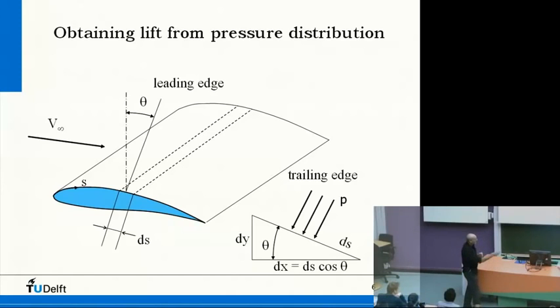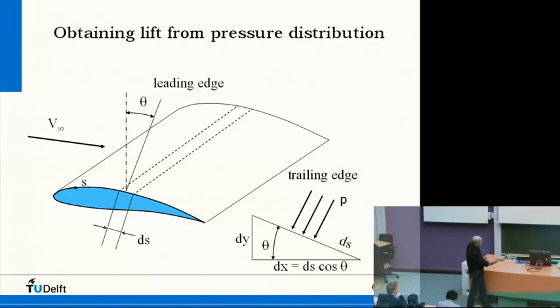Okay. Now we have this piece ds of the contour here. So this piece here, that's right there. There works a pressure on it, of course, perpendicular to this surface part. This pressure here. And if we look at this piece here, we have dy and dx. And this dx is ds cosine of theta. We have all kinds of angles here, and the angle that the surface makes with the chord line is theta.